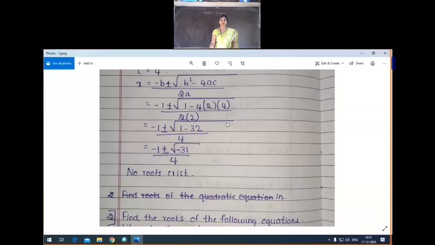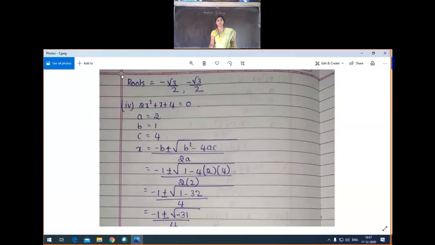Now the fourth one. In the fourth problem, see here, she has actually written the last problem's roots.